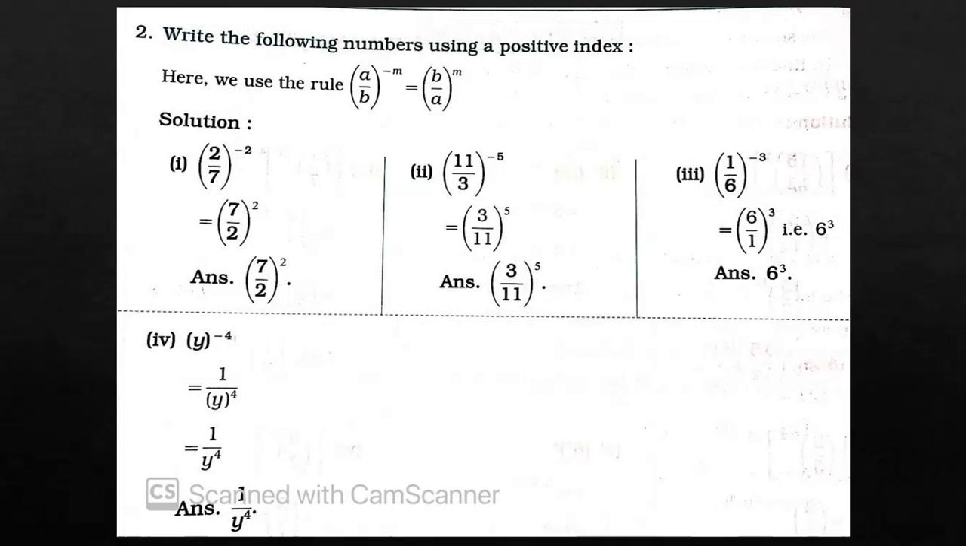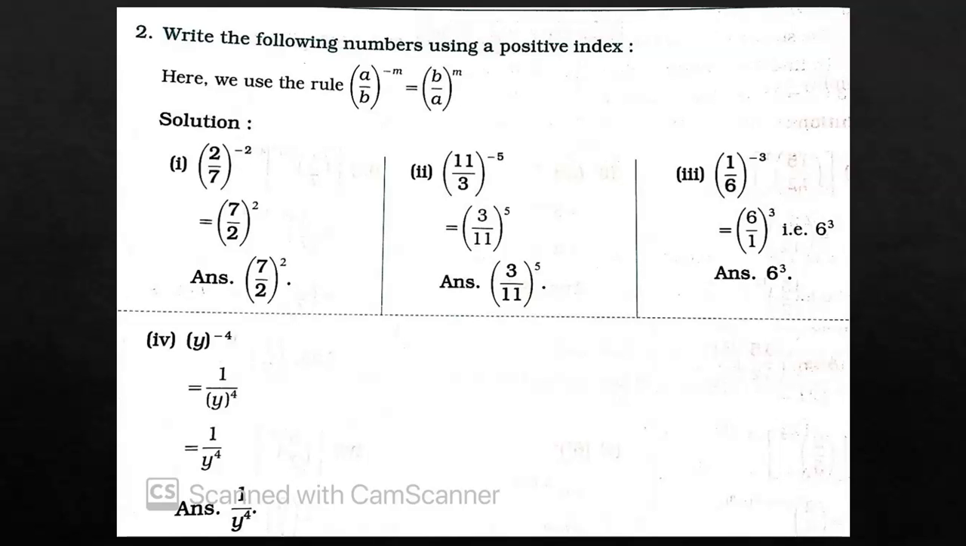Question number 2. Write the following numbers using a positive index. Here we use the rule a upon b the whole raised to minus m, which is equal to b upon a the whole raised to m. So the first one, 2 upon 7 the whole raised to minus 2 will become 7 upon 2 raised to 2. Second one, 11 upon 3 raised to minus 5. I will get the answer as 3 upon 11 raised to 5.